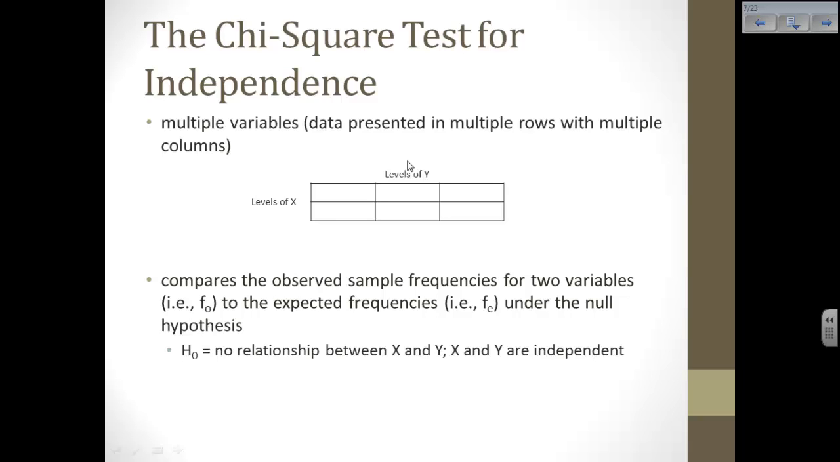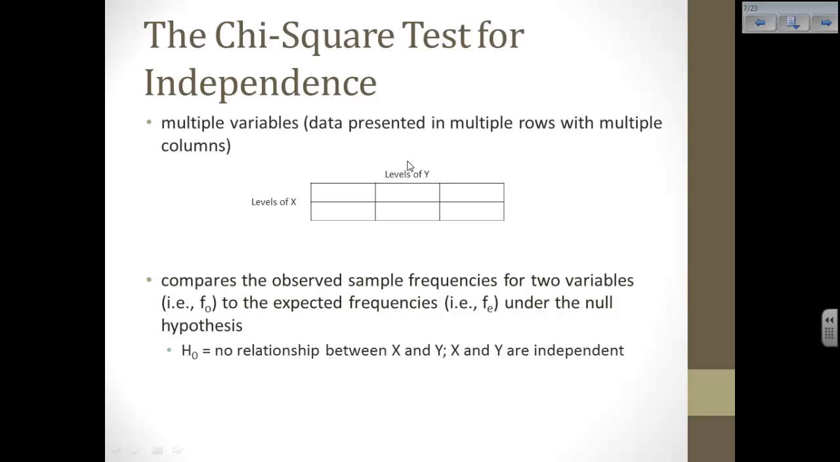Now, the chi-square test for independence is the kind of chi-square test that we use when we have two variables. The chi-square test for independence compares the observed sample frequencies, so FO, for two variables to the expected frequencies under the null hypothesis, so your FE. Your null hypothesis in this case is similar to the null hypothesis that we had for the correlation if you wrote it out in words instead of symbols. So the null hypothesis for the chi-square test for independence is that there's no relationship between the two variables. And we're really using the chi-square test for independence to make inferences about the relationship between two variables in the population, much like a correlation analysis.